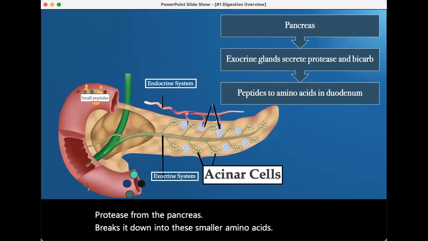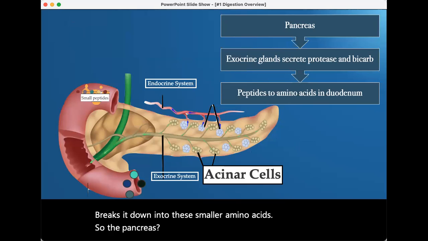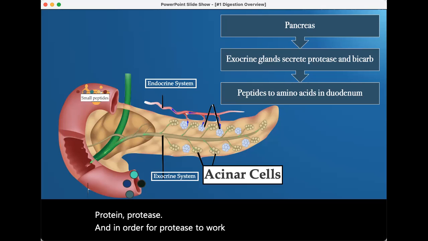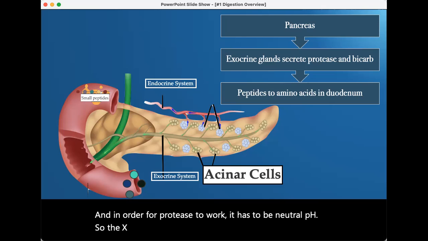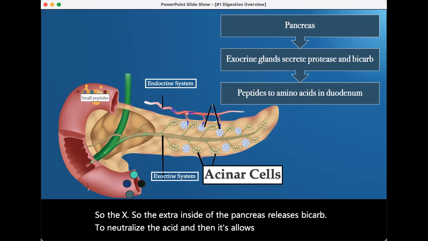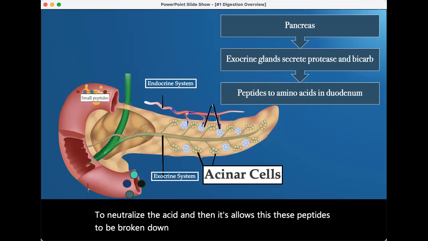So the pancreas is our superstar, releasing the enzyme protease. And in order for protease to work, it has to be neutral pH. So the exocrine side of the pancreas releases bicarb to neutralize the acid, and then it allows these peptides to be broken down into amino acids.